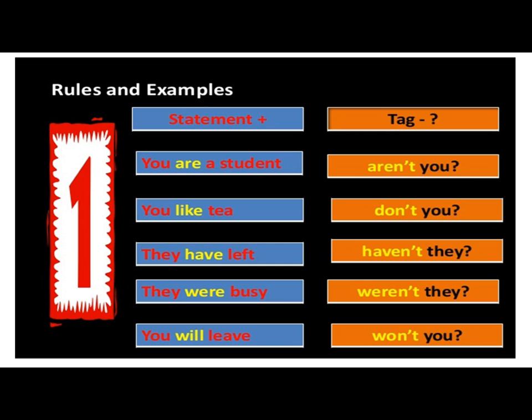First rule: if you are having the positive statement, we will have the negative tag. For example, you are a student, aren't you? You like tea, don't you? They have left, haven't they? They were busy, weren't they? You will leave, won't you?